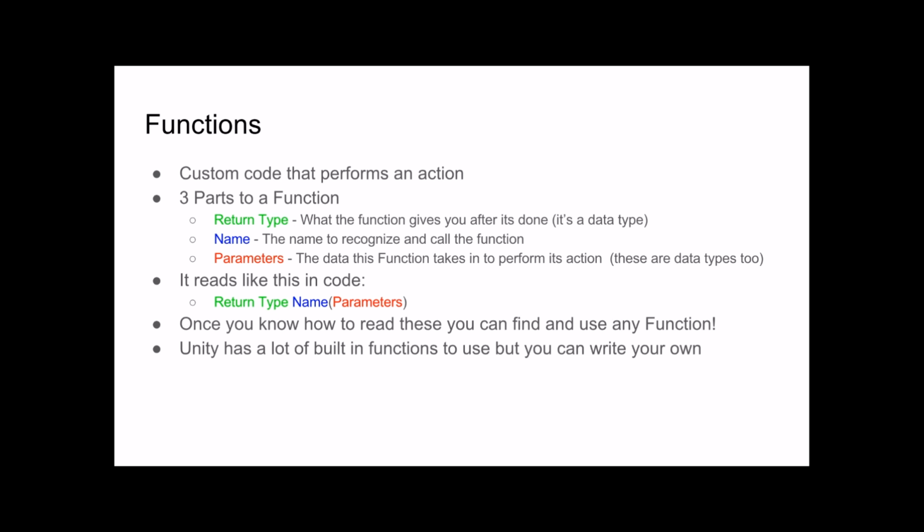The return type is what it spits out, what the function gives you after it's done. It's a data type. All functions have a name, and that name is how we recognize it and how we call the function. The parameters are the data it takes in to perform the actions. And so the order it goes in when you are reading it, and I'll show you this when I pull up the project, is the return type first, then the name, then the parameters in parentheses. And that's the signature of a function.